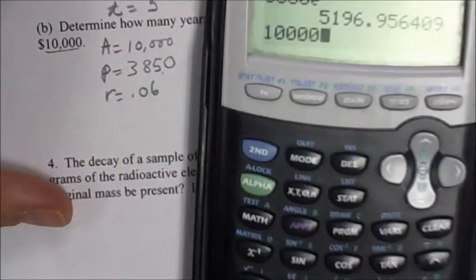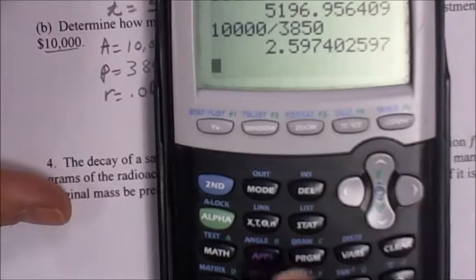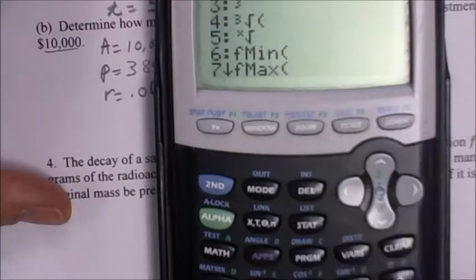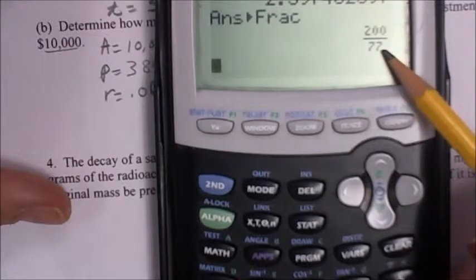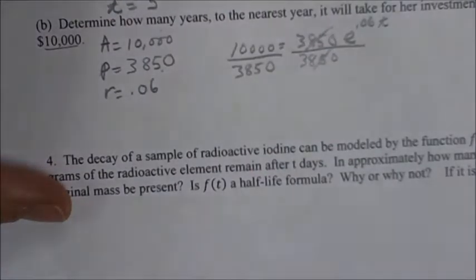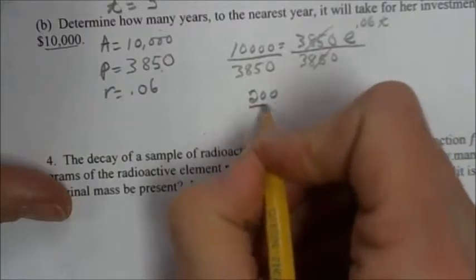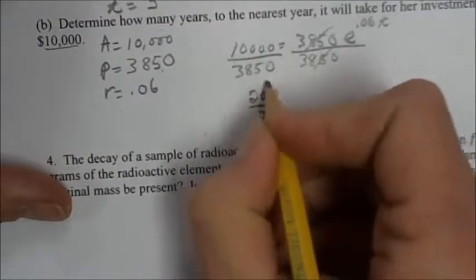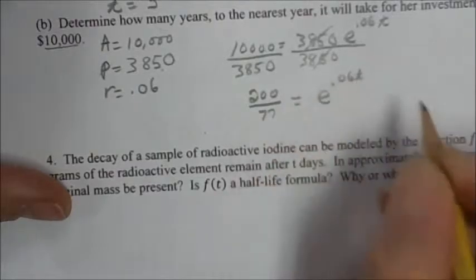10,000 divided by 3,850 is a long decimal that I don't want to write. So I'm going to do a math option 1 frac, and I'm going to get this simplified down to 200 over 77 and use that value, just so I don't have to write so many numbers. 200 over 77 is that simplified. It's equal to e to the 0.06 t.